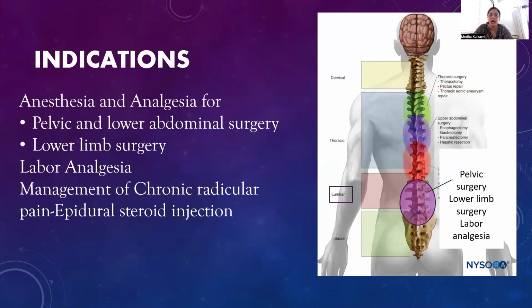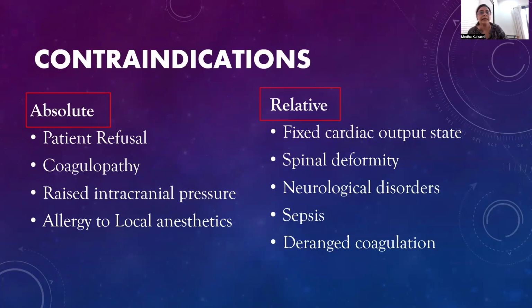So the common indications for lumbar epidural: all the pelvic and the lower abdominal surgeries can be done solely under epidural anesthesia or it can be used for analgesic purposes for all the lower limb surgeries, for labor analgesia, and even epidural finds a place in the management of chronic radicular pain in the form of epidural steroid injection. There are certain contraindications. The absolute ones include patient refusal, presence of coagulopathy, raised intracranial pressure, and allergy to local anesthetics. Other contraindications are quite relative, like fixed cardiac output state or spinal deformity, neurological disorders, sepsis, and deranged coagulation.